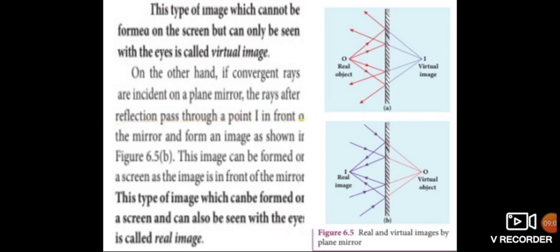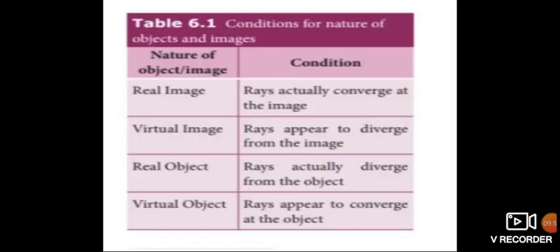On the other hand, if convergent rays are incident on the plane mirror, the rays after reflection pass through the point I in front of the mirror and form an image as shown in the figure. The image can be formed on a screen as the image is in front of the mirror. The type of image formed on a screen that can also be seen with the eyes is called a real image.